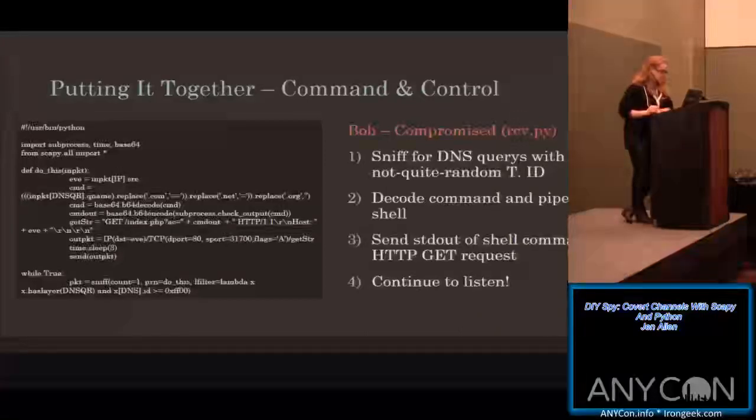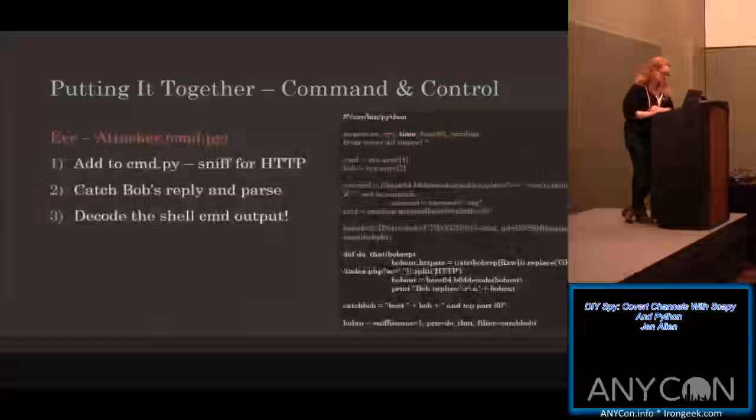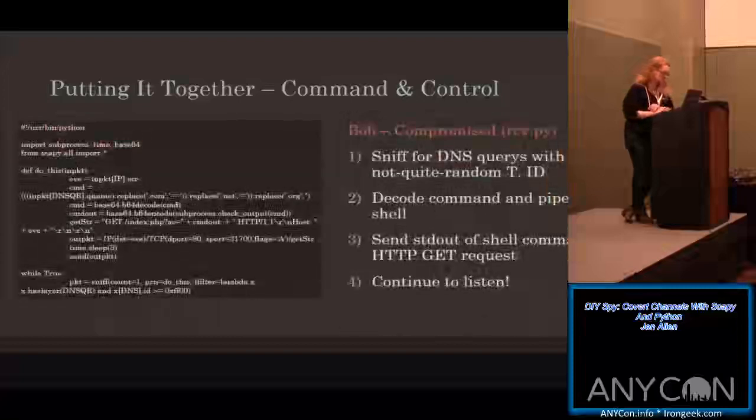At this point, I'm going to strip the command, replace the .com, .net, and .org with the correct base64 symbols, and then decode the base64 to get the command. And I will drop it to a shell, grab the output, and actually run that. Oops. And I'm sorry, I missed a little bit here. So at that point, I'm going to send the standard output of the shell in an HTTP GET request as well. And I jumped ahead just a little bit.